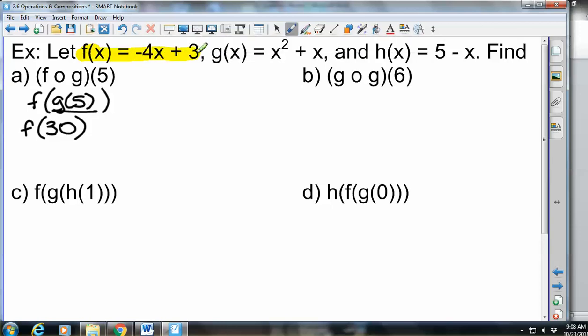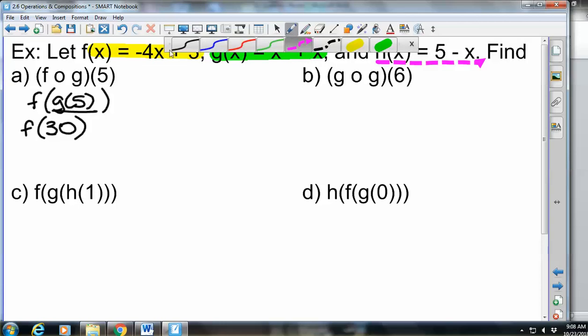Here's f, g. Okay, so when you did g of 5, you get 30. Then what's f of 30?